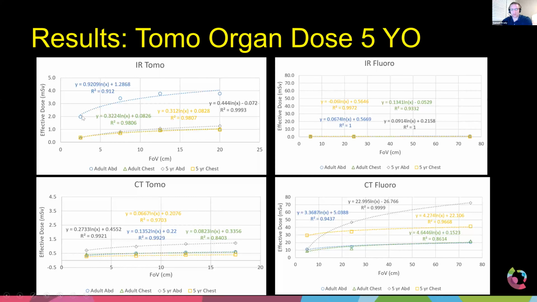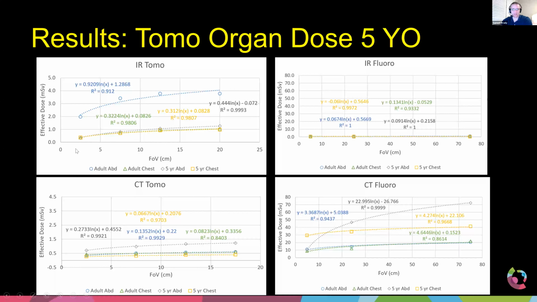I took those 4 fields of view, those 4 different collimations, and I plotted the doses and fit the values. I did a regression curve, and a couple of things to point out. I'll explain why I did the regression curves in a second.